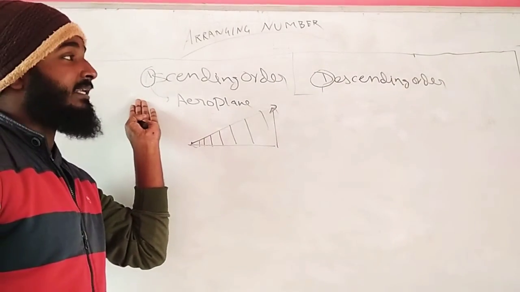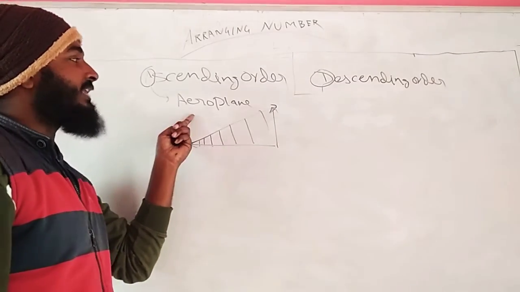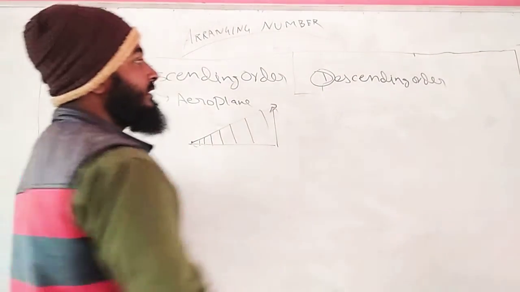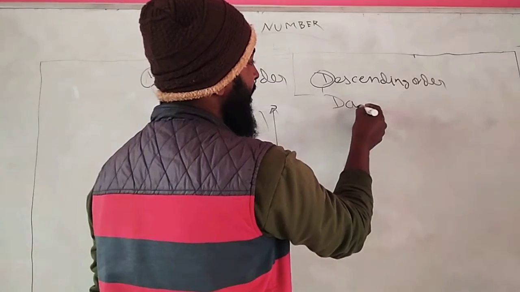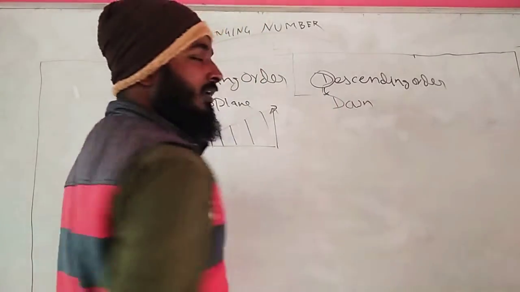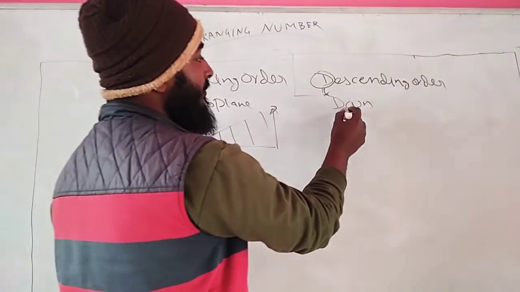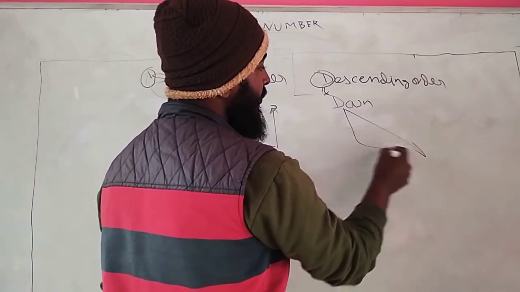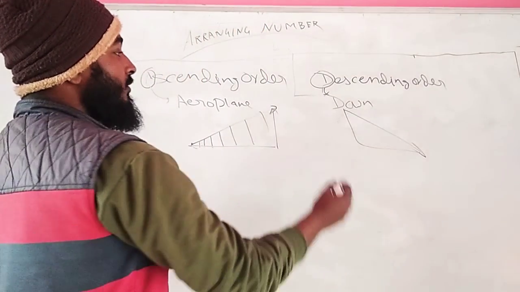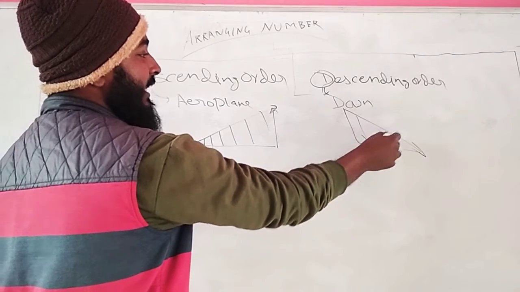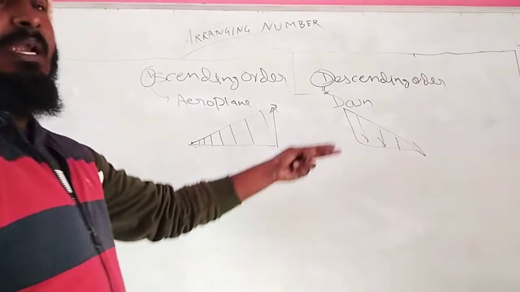The word is ascending order. It starts with A. A means aeroplane, so small to greater. Descending is down. D means down. So what does down mean? Down means from greater to lower. Okay, so the number is like this: first the greater number and then the lower number.